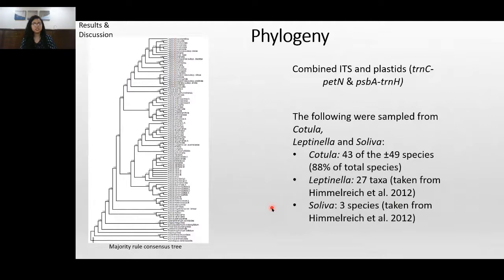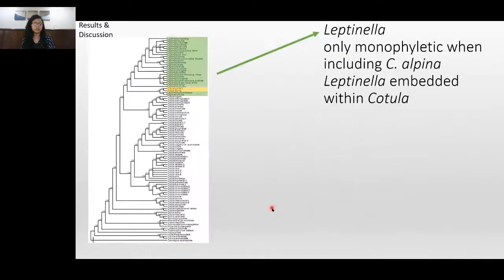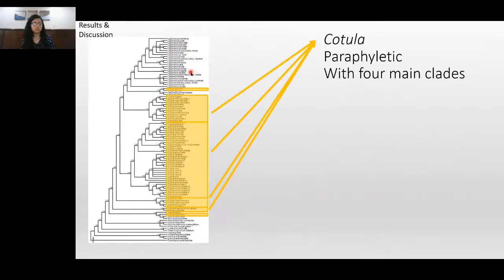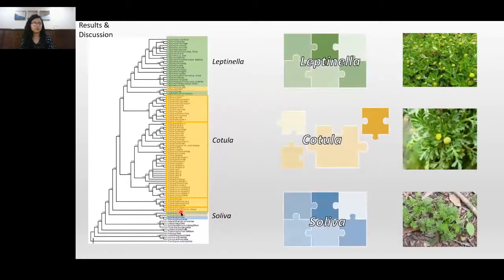This is a combination of the ITS and plastid region trees. We included 88% of the total number of Cochlea species and a sampling of Leptinella and Salvia taken from a Himmelreich study. So we see that Leptinella is only monophyletic when including Cochlea alpina, and this entire Leptinella clade is embedded within Cochlea. We'll see that Salvia is only monophyletic when including Cochlea mexicana. And we see Cochlea is paraphyletic with four main clades. It's not surprising that Cochlea is paraphyletic, as it's not clearly defined.